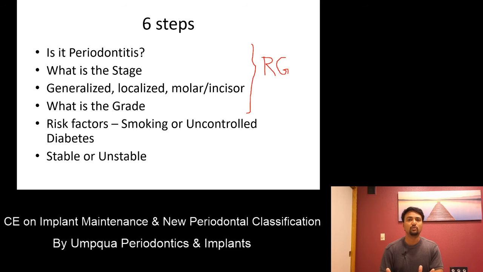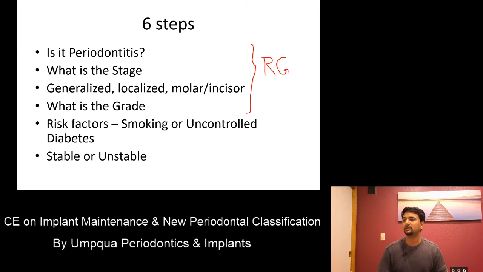If the patient smokes 10 cigarettes or more, he is automatically a grade C. If the patient smokes less than 10 cigarettes a day, then he is a grade B. If the diabetes is uncontrolled and HbA1c is more than 7, then he is automatically a grade C.